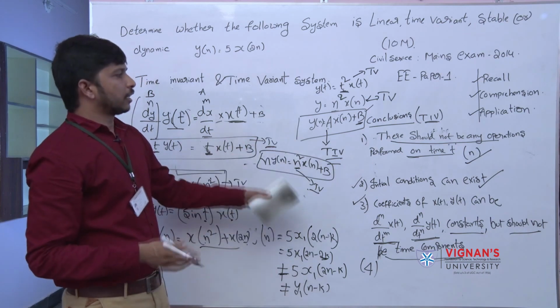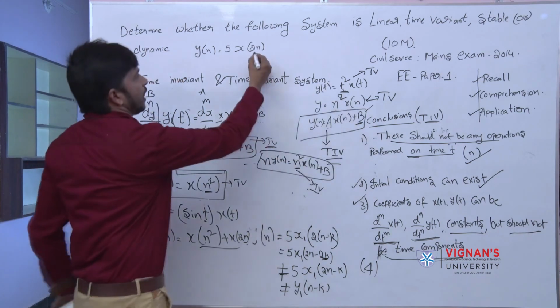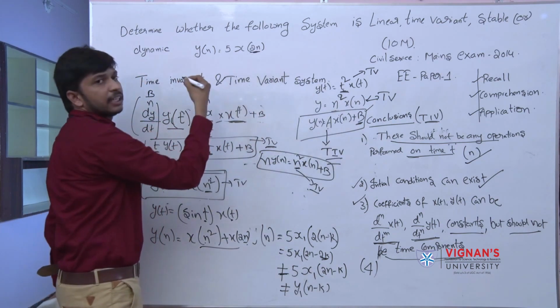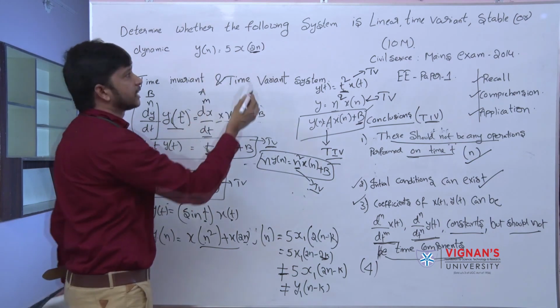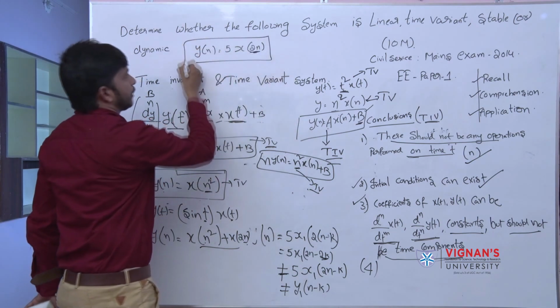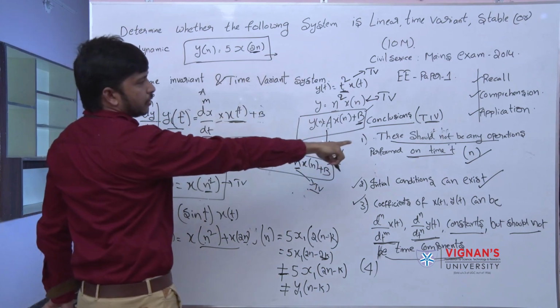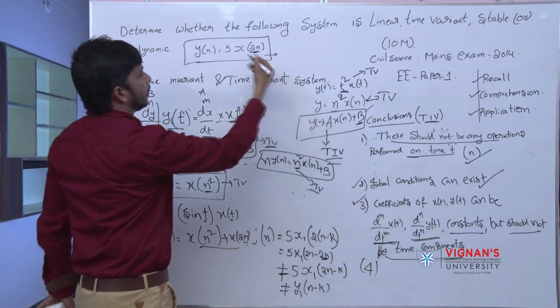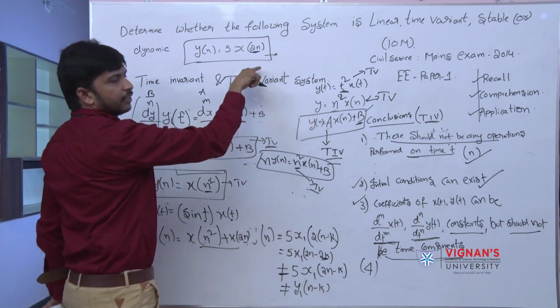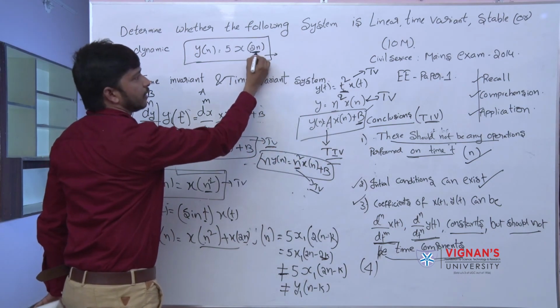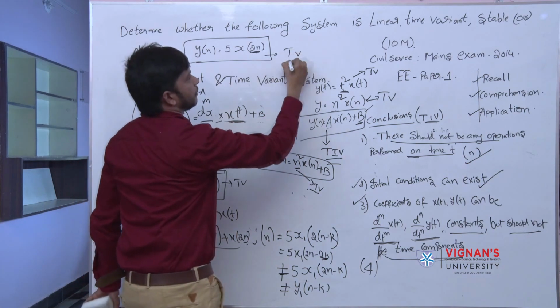Now what is the conclusion? If there is any operation performed on time, the system is a time variant system. Now tell me, by seeing the system, can you say whether it is time variant or time invariant? So the first observation: there should not be any operation performed on t in the continuous domain, or on n in the discrete domain. Here an operation is performed on n. So this is a time variant system.